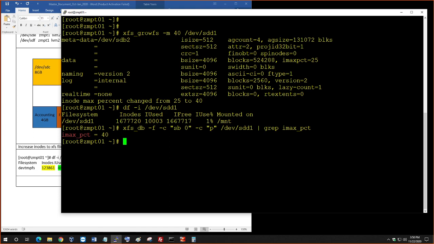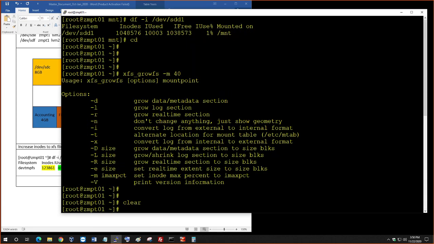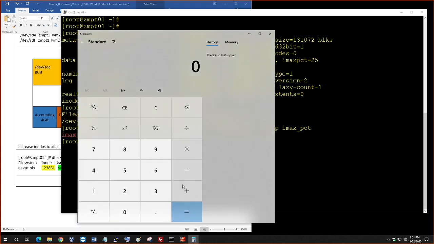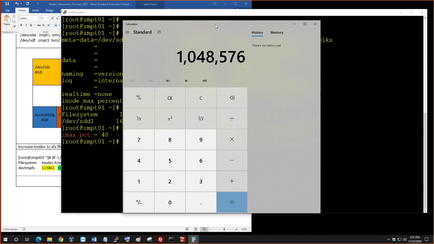Is it a 40% increase? So the original inode amount was, so this is the original amount, right? So it increased 40%, I think. And then if I do times 1.4, right? No. Times 1.4. Still not the same thing.